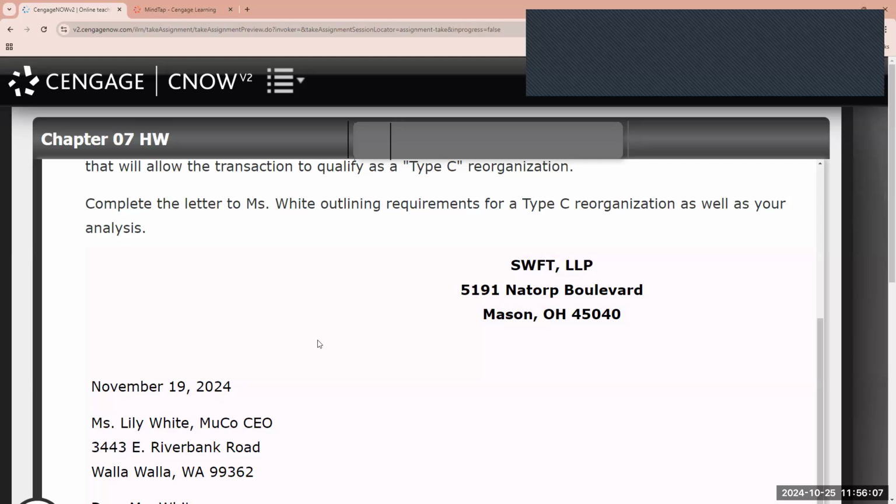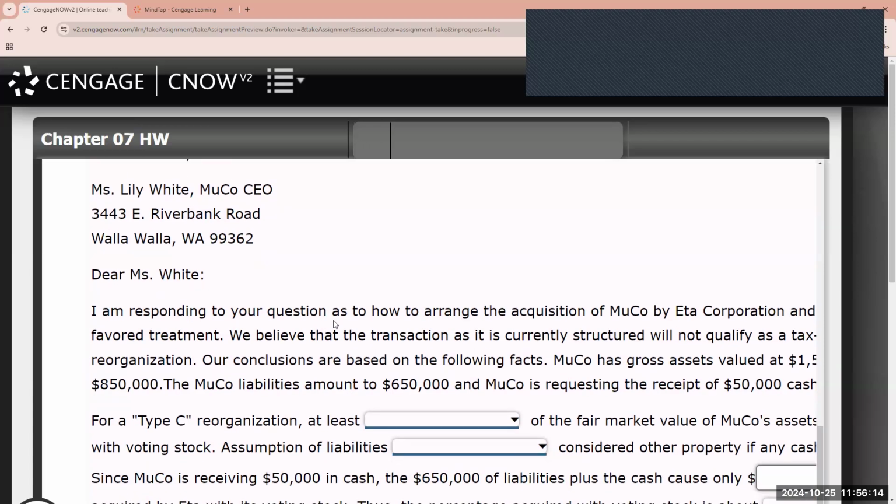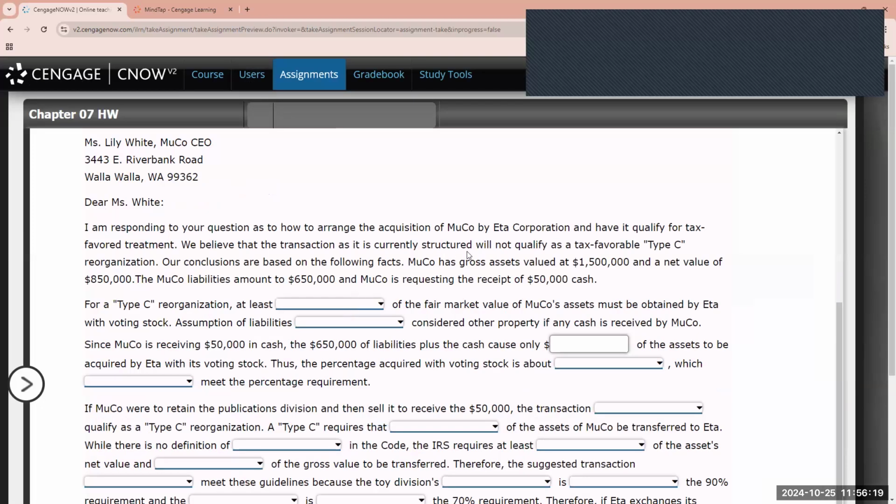So here we see this letter from Swift LLP, dated November 19, 2024. It's saying, Dear Ms. White, I am responding to your question as to how to arrange the acquisition of Muco by Etta Corporation and to have it qualify for tax favored treatment. We believe that the transaction as it is currently structured will not qualify as a tax favorable Type C reorganization. Our conclusions are based on the following facts.